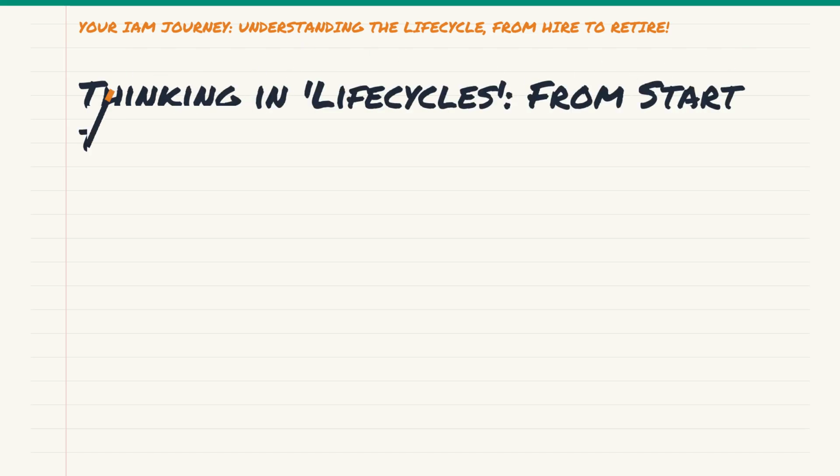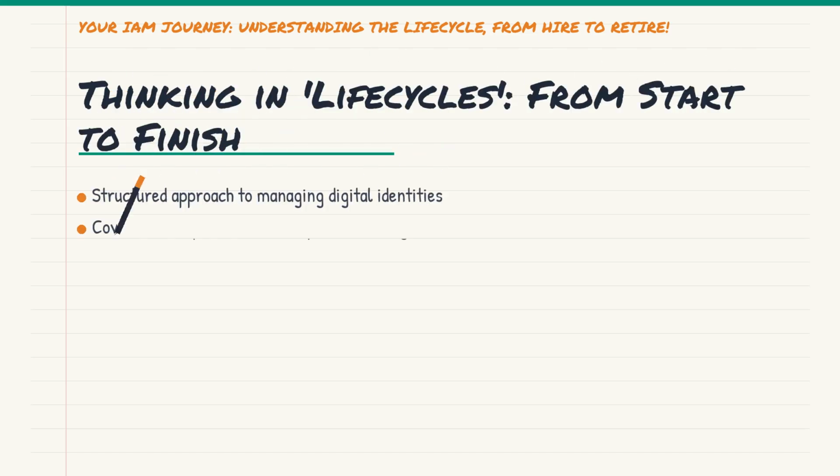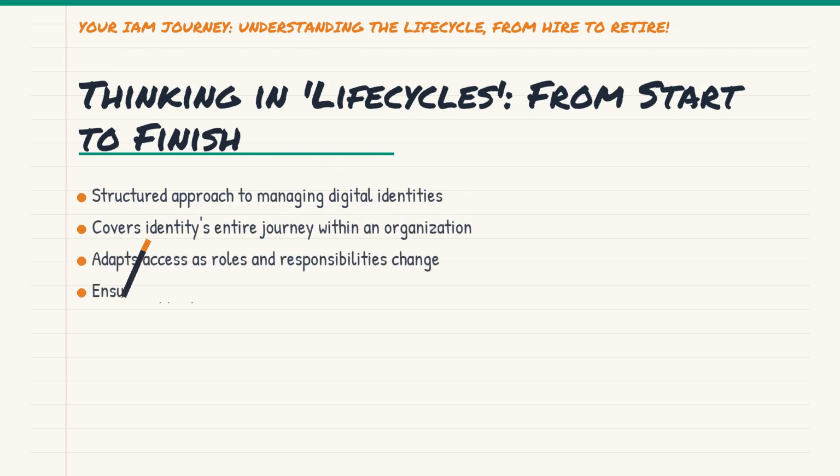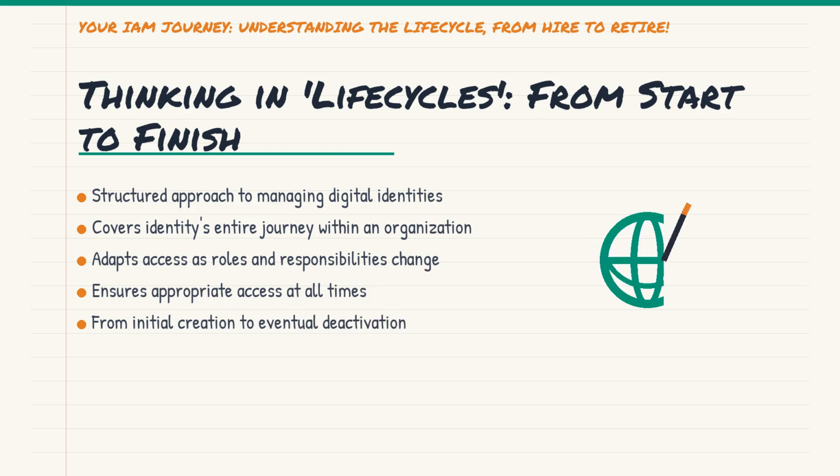So, what exactly do we mean by life cycle here? Think about a person's journey with a company. They get hired, they start working, maybe they move to different departments, they might take on new roles, and eventually, they retire or move on to another job. Each of those steps changes what they need access to. The IAM lifecycle is simply the structured way we manage all those access changes throughout a digital identity's entire life within an organization. It's about ensuring their access is always just right, never too much, never too little, from their first login to their very last.